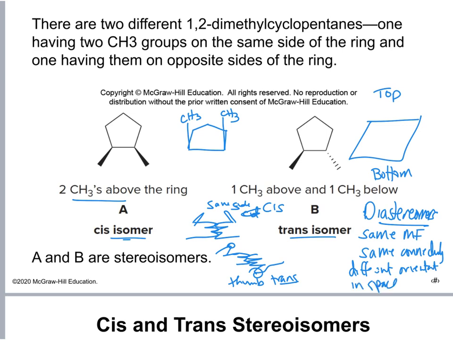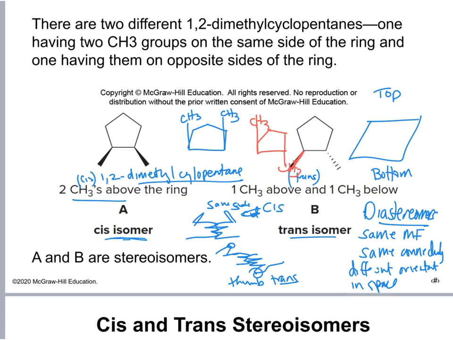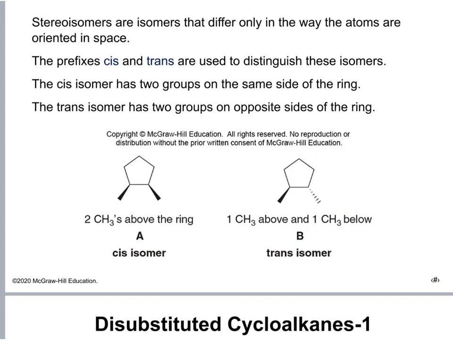Okay, so here we have 1,2-dimethyl cyclopentane. This is cis and this is trans. So these are diastereomers. So here, if you were going to draw this one, this methyl is up because it's coming at you, and this methyl is below the ring, CH3, coming down below the ring. And so they're just showing you the cis and the trans.